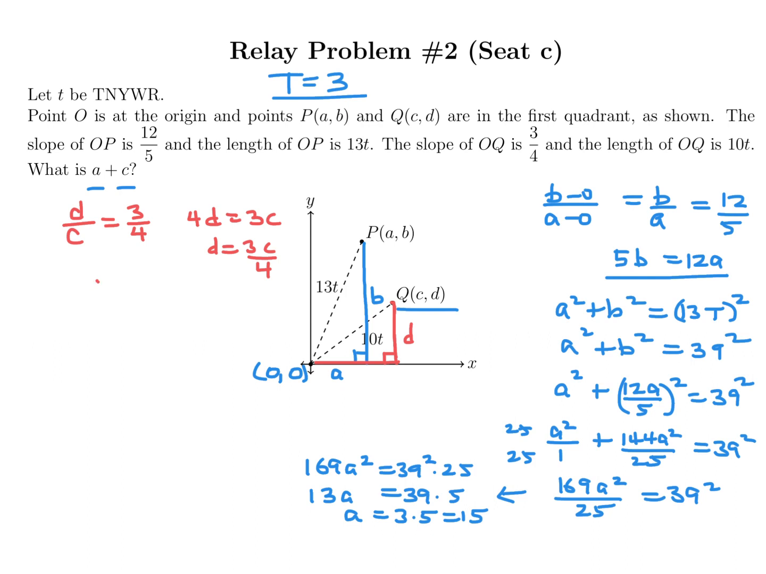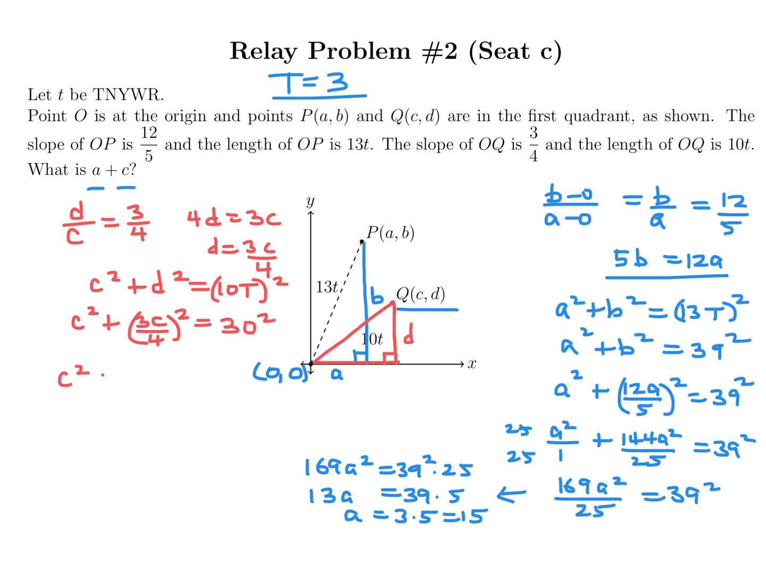So that means c squared plus d squared is equal to 10t. That was the length from here to here. And then c squared, d is 3c over 4. 10t, t is 3, right? So that's basically, oh, sorry, this should be squared. Sorry about that. So 10t is 10 times 3, which is 30, so 30 squared.